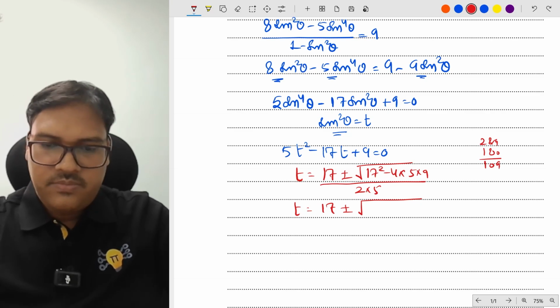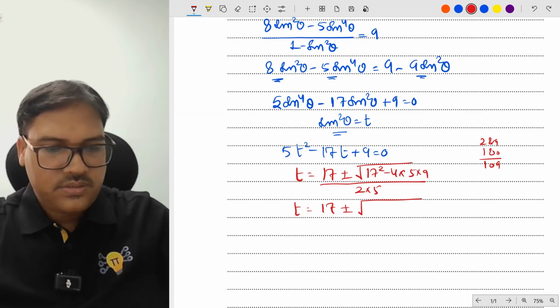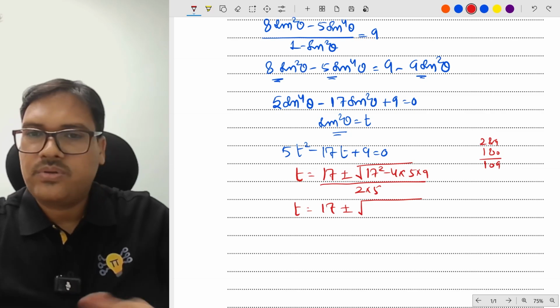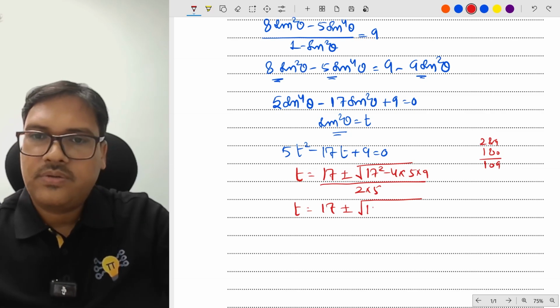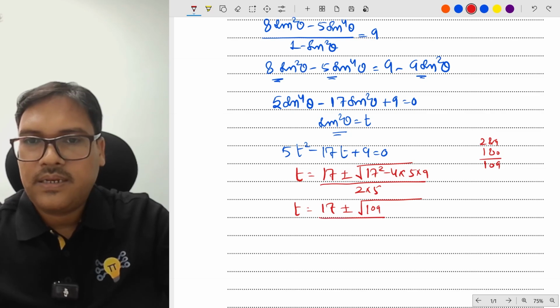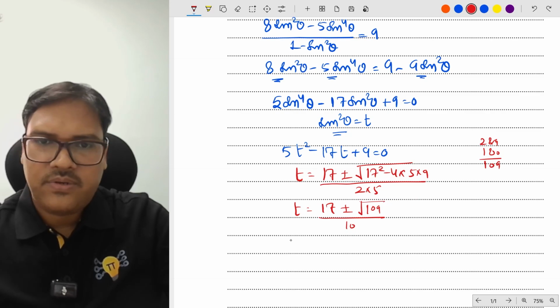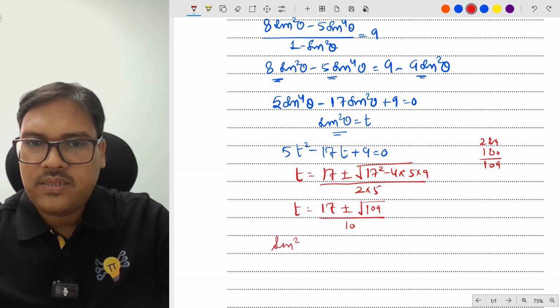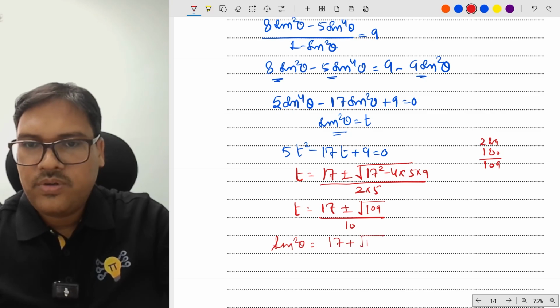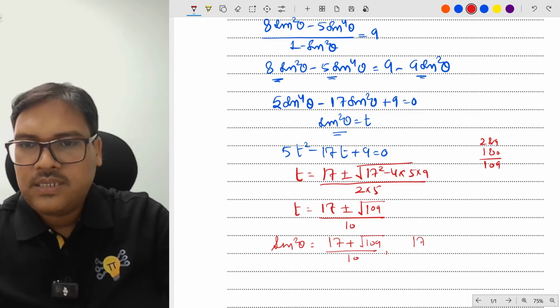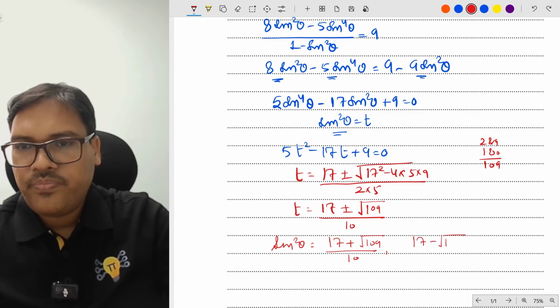109. So let me check the calculations. Yeah, so 109 upon... okay. You can just verify the calculations. Basically, sine squared theta you are getting is (17 plus root 109) upon 10, and we will put the value (17 minus root of 109) by 10.